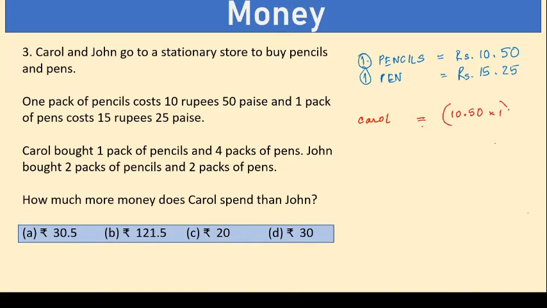So the cost of packs of pens, which is 15 rupees 25 paise times 4, because he buys 4 of these. Well, when we solve this, we get 10.50 plus 15.25 times 4, which is actually, let's solve this and find out what the number is. So we get 61 rupees. So the sum of the two is 71 rupees 50 paise.